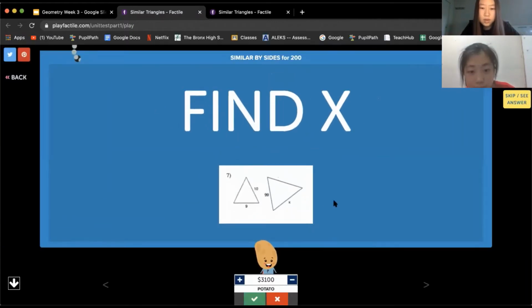And here we have another similar question. I'm pretty sure in this case, this x is corresponding to this 10. This 99 is corresponding to this 9. So we can set the proportion again. I think the best way to find these answers is to set these proportions because they're really easy to solve.